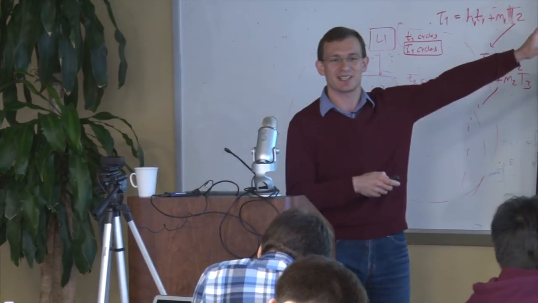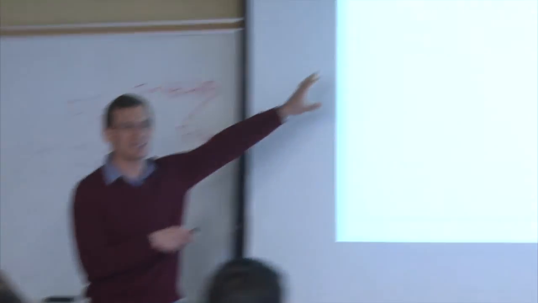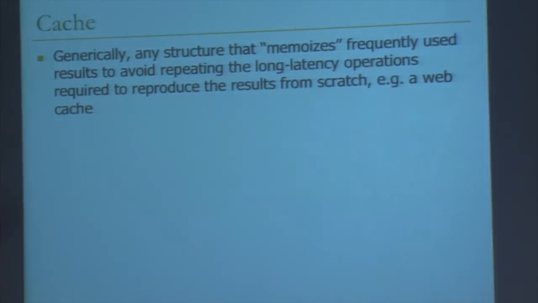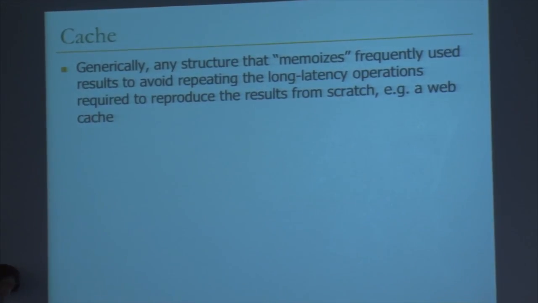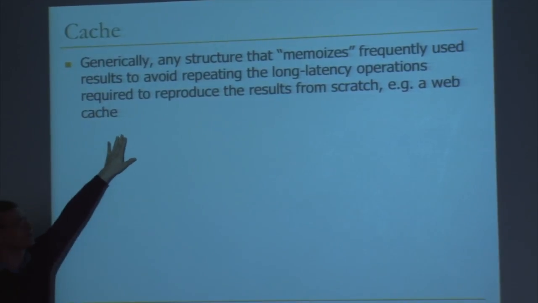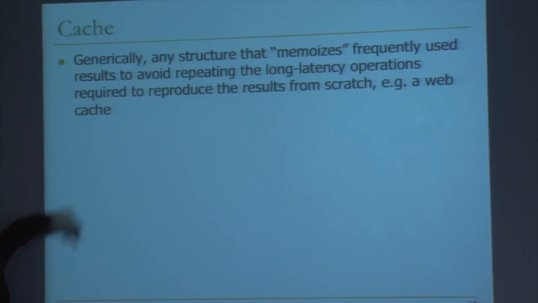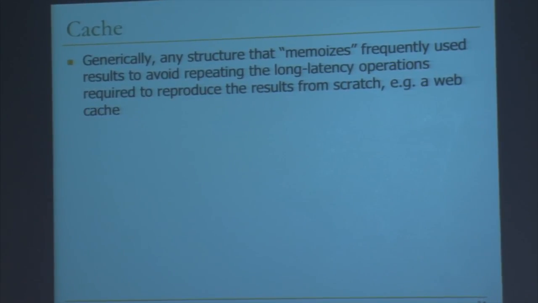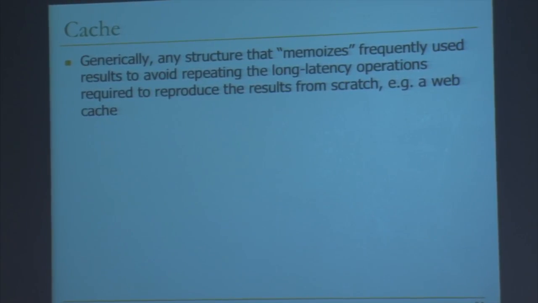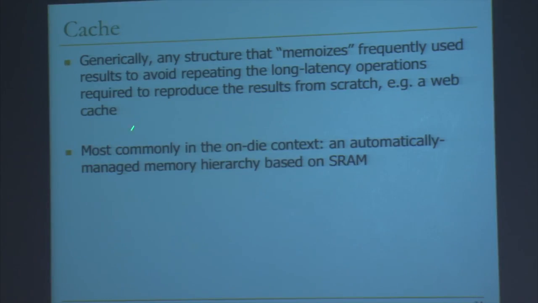Generically, a cache is any structure that memoizes frequently or recently used results, such that you avoid repeating the long latency operations required to reproduce the result from scratch. People have used cache in the web, for example. Your browser does aggressive caching for the websites that you recently viewed. In fact, you sometimes want to clear that cache so that you can get the most up-to-date results, right? So it's an idea that's used in many places.